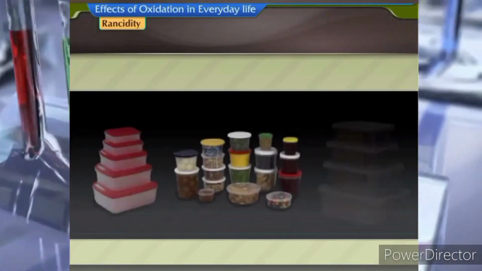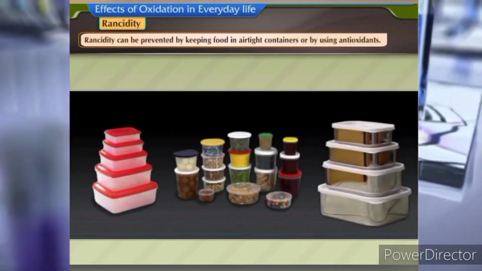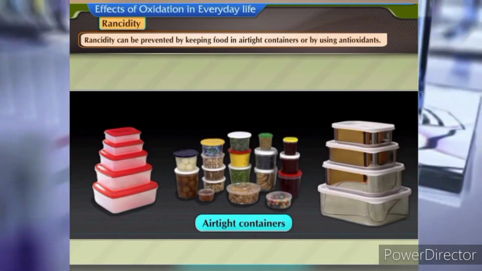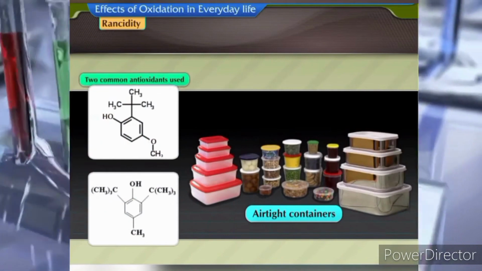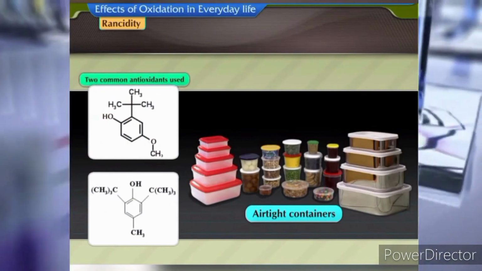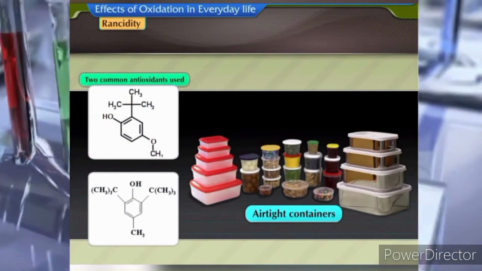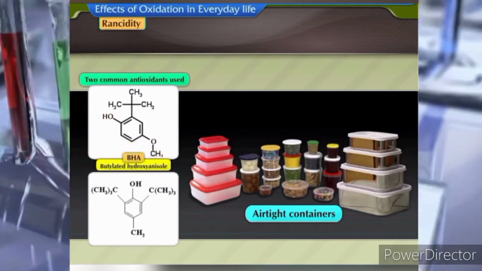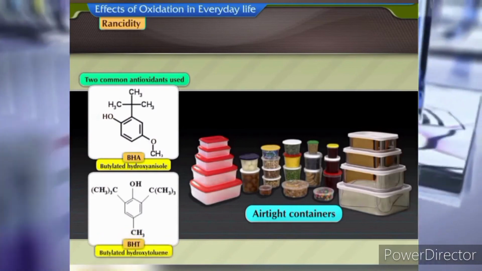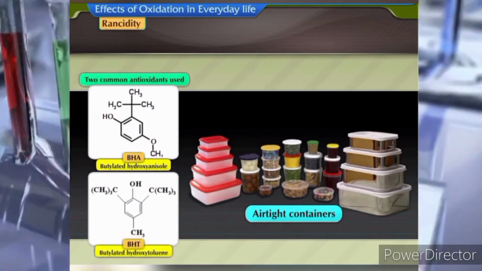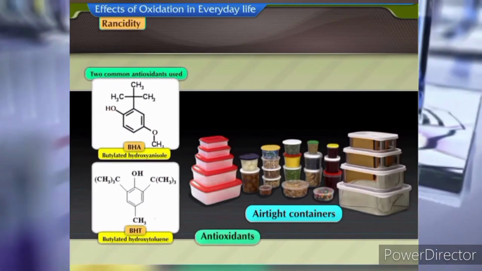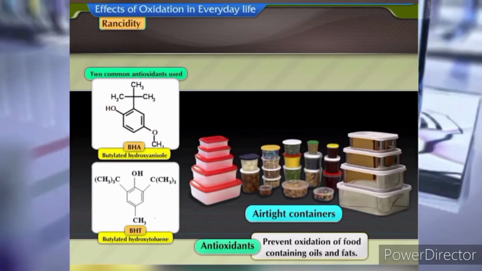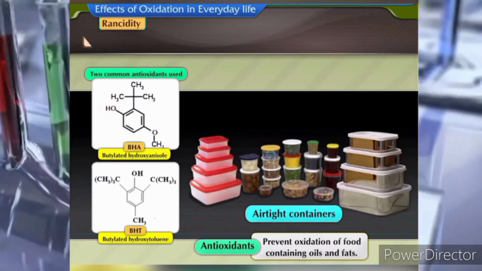Rancidity. Rancidity can be prevented by keeping food in airtight containers or by using antioxidants. Two common antioxidants used in food to prevent oxidation are BHA, butylated hydroxyanisole, and BHT, butylated hydroxytoluene. Antioxidants are substances used to prevent oxidation of food containing oils and fats.